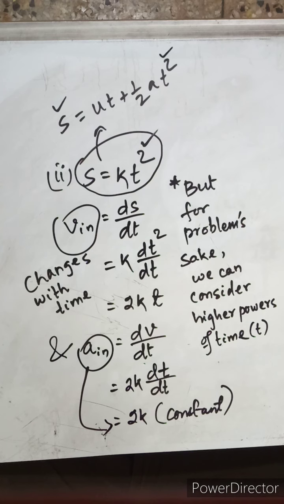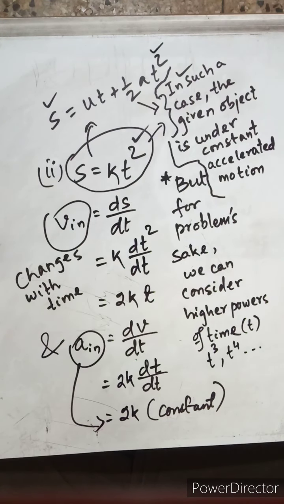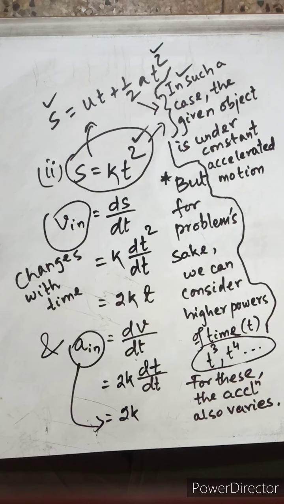But for problem's sake, we can consider higher powers of t, that is t to the power 3, t to the power 4. We have done such problems before as well in the previous videos. So in the case we have considered, that is s is proportional to the square of t, the given object is under constant accelerated motion. Okay, we are getting the acceleration, but the acceleration is constant, it is not changing. But in the t to the power 3, t to the power 4 cases, in those problems that we have done, the acceleration varies.